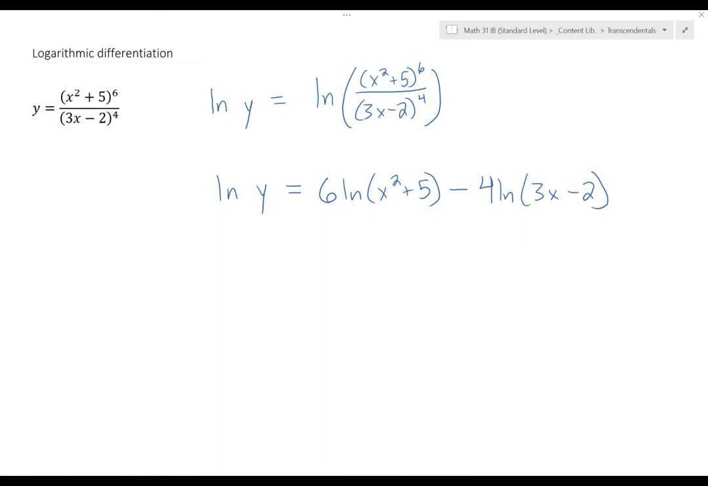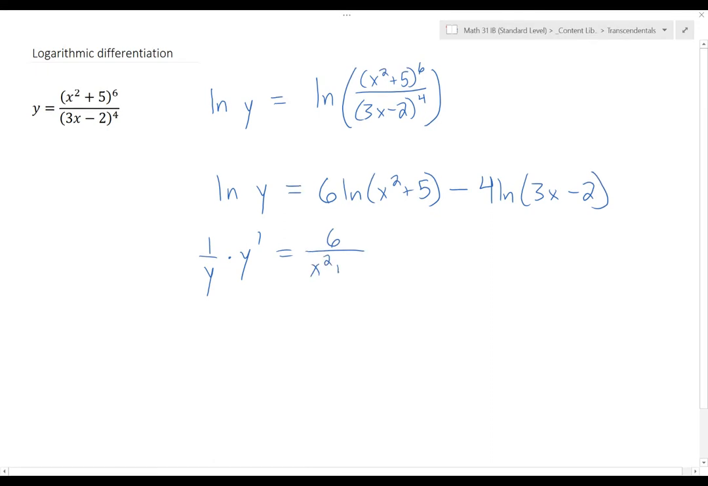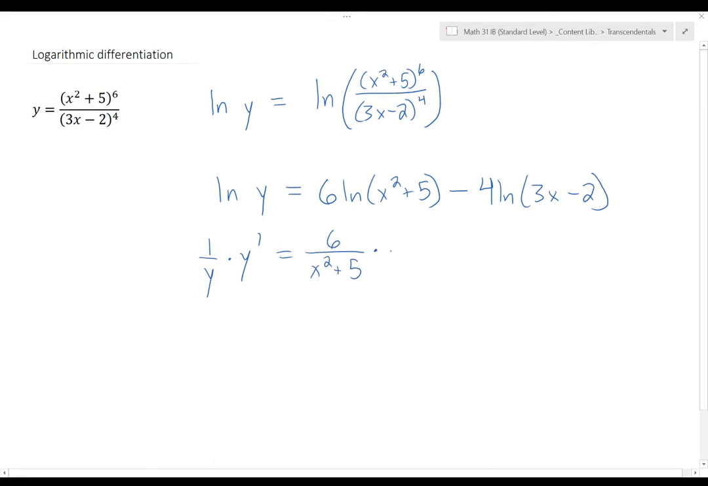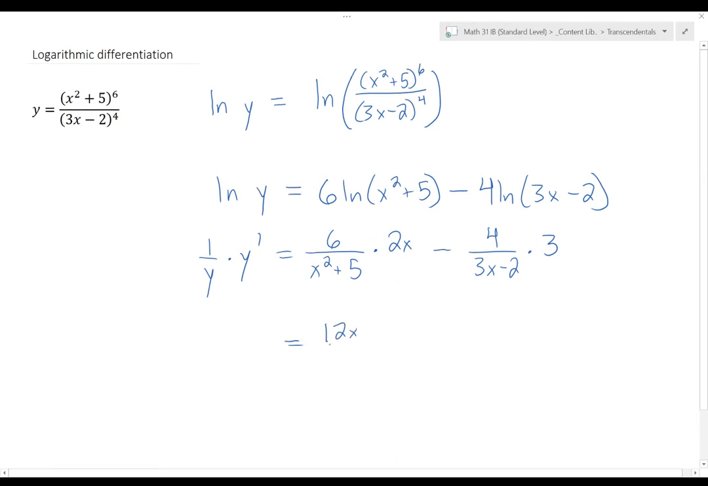So now when I derive both sides, the natural log of y derives to 1 over y times y prime. The natural log, so this becomes 6 over x squared plus 5. I still do need to apply chain rule, so times 2x. And then minus 4 over 3x minus 2. And again, still apply the chain rule, so times 3, which is 12x over x squared plus 5 minus 12 over 3x minus 2.